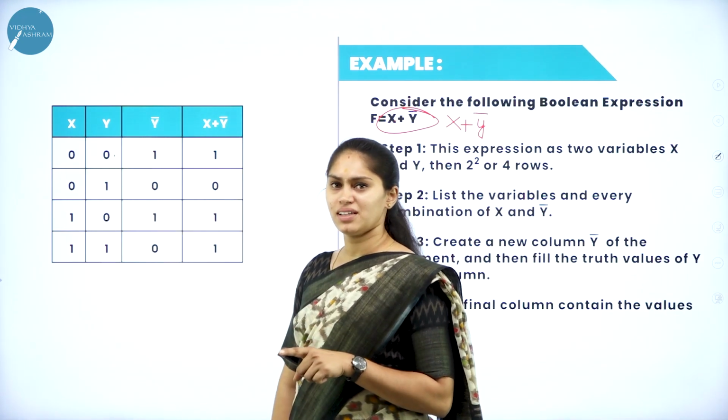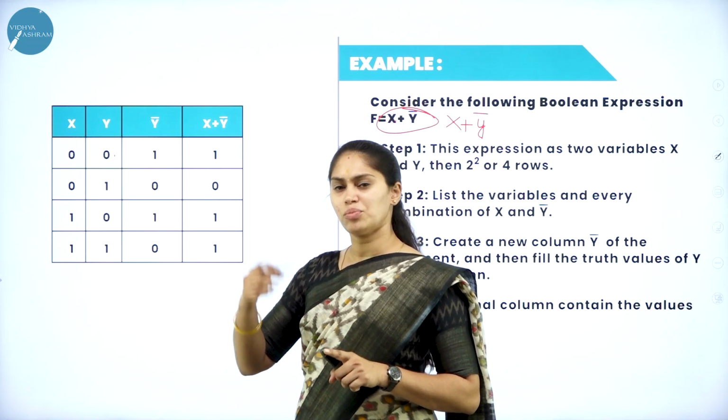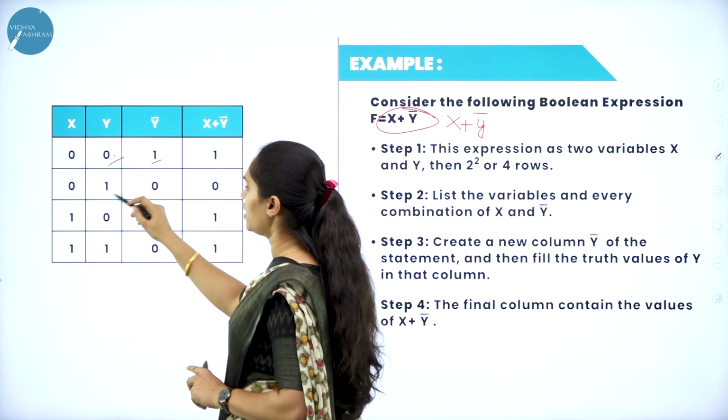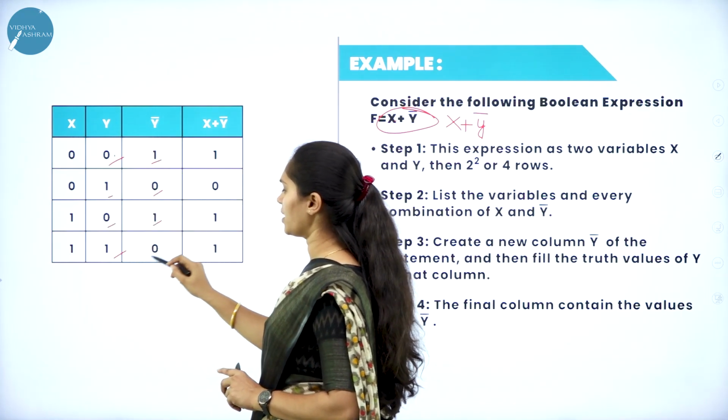So y complement in the sense what? Whether input is 0, output will be 1. If it is 1, output will be 0. So here 0 becomes 1, 1 becomes 0, 0 becomes 1, 1 becomes 0.